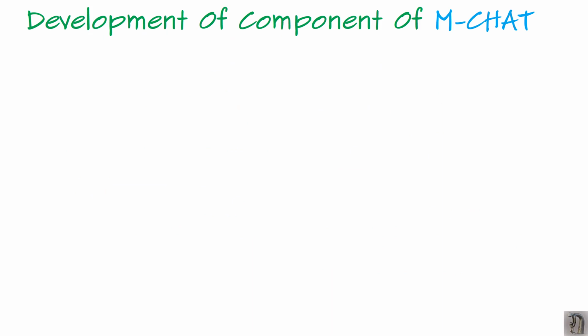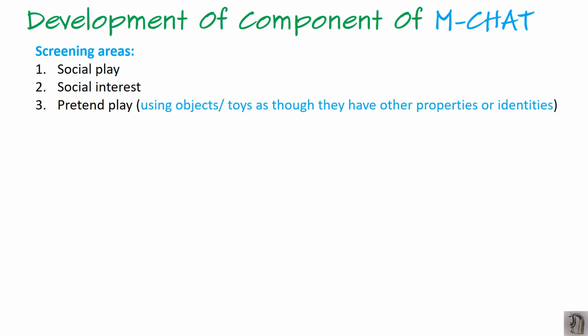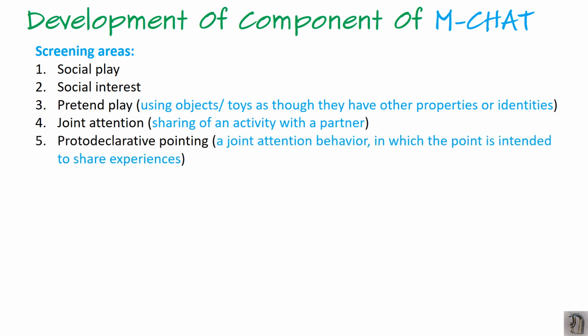Then let us see the different components given in M-CHAT. There are different domains, or screening areas, mentioned in the M-CHAT. That is social play, social interest, pretend play by using an object or toy, just pretending, and joint attention, sharing of an activity with a partner. So whether the child has this ability or not. With the help of these characteristics, we can try to rule out whether the child has a suspicion of autism or not.